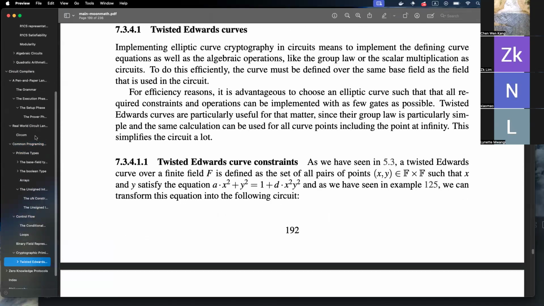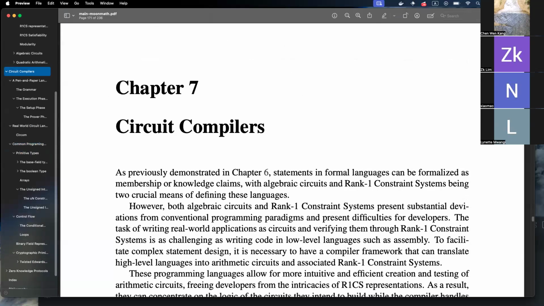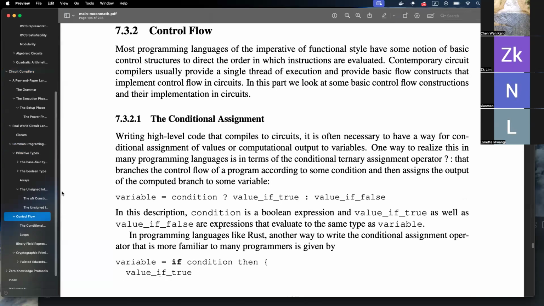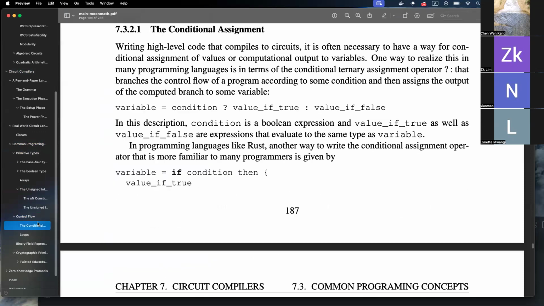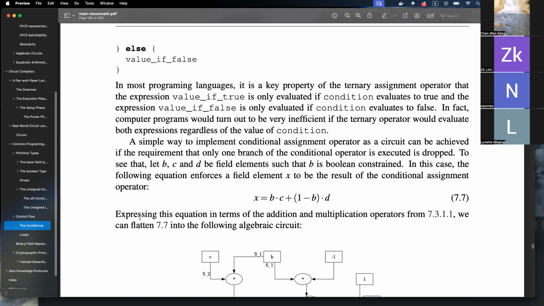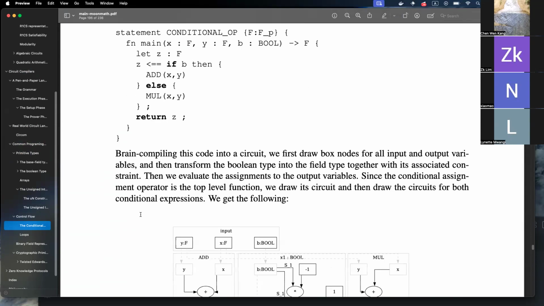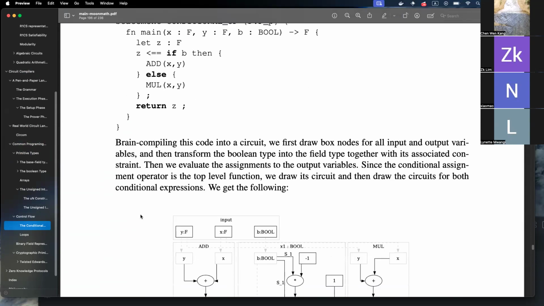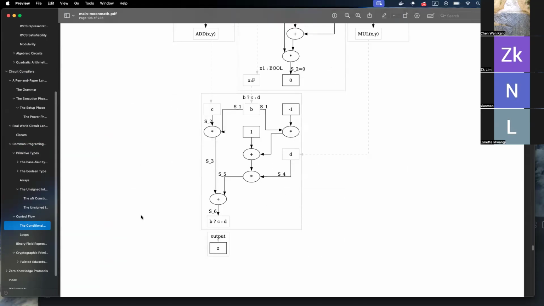Any questions before we end today's session? Do ZK-VMs have their own circuit compilers?